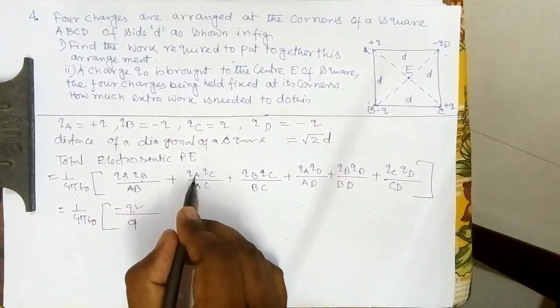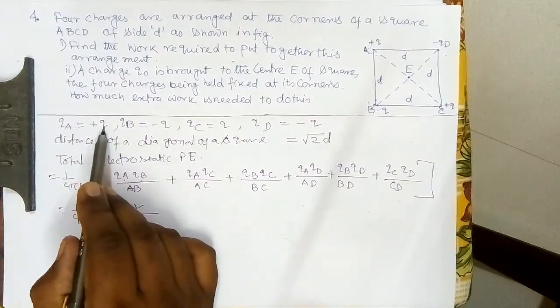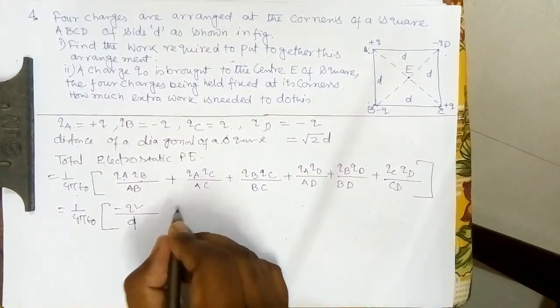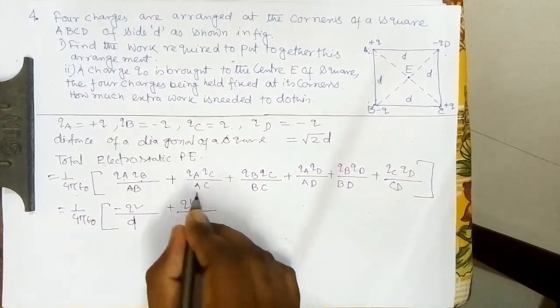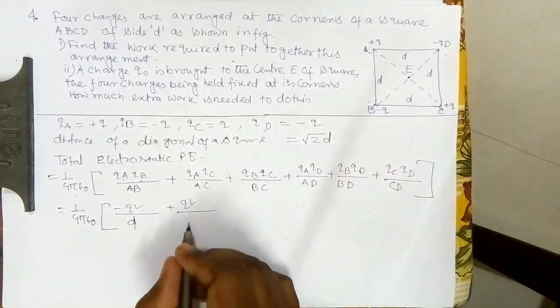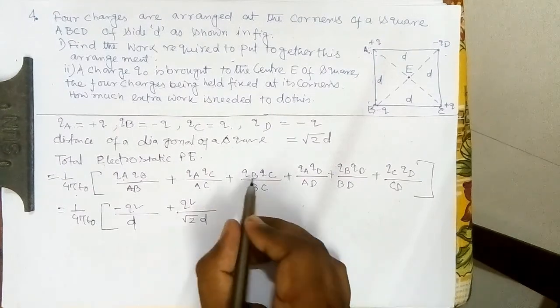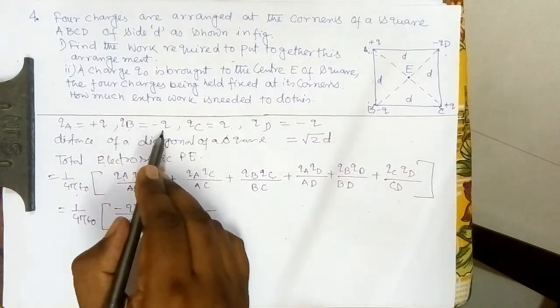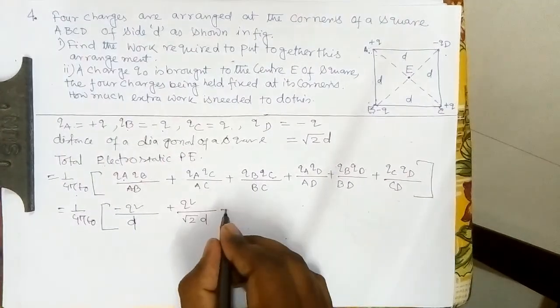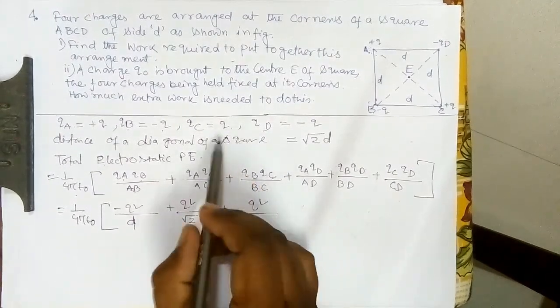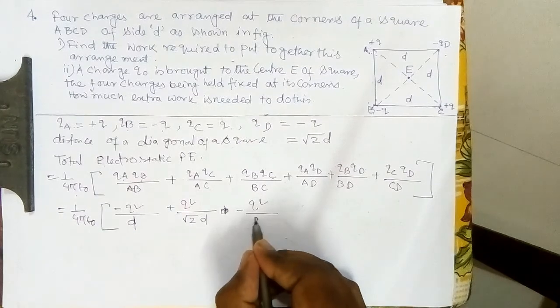Okay, next QA into QC, QA plus Q, QC that is also plus Q. So it is Q square by AC equals to how much? It is root 2 into D. Now I am coming to QB into QC. QB is minus Q, QC is plus Q. So it should be minus. So it is Q square by distance is D.